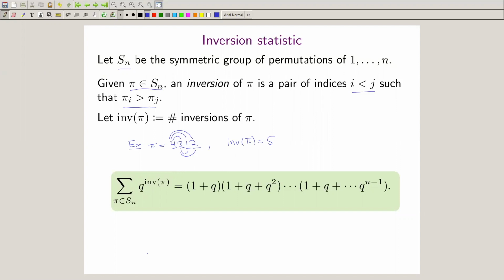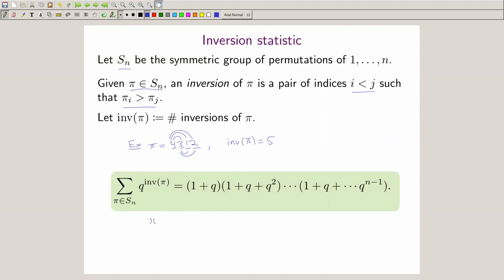And one nice thing about the inversion statistic is that it has a really nice generating function. So if you sum up over all permutations of q to the number of inversions, it has this really nice product formula where the ith factor is just the sum of the powers of q up to q to the i, with n minus 1 factors. And you can see this easily from induction.